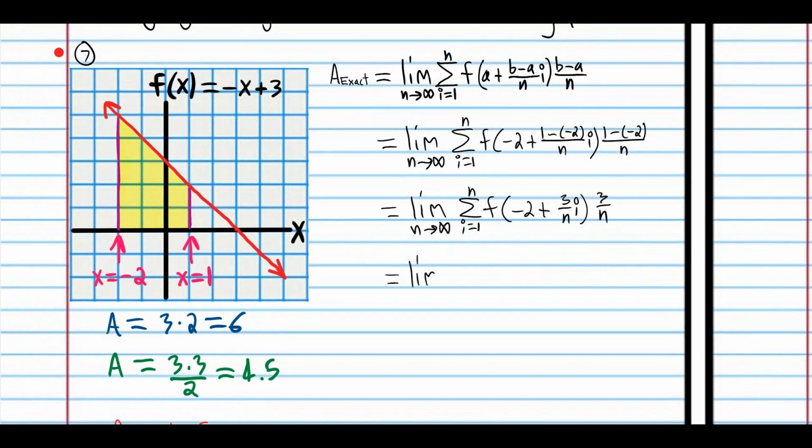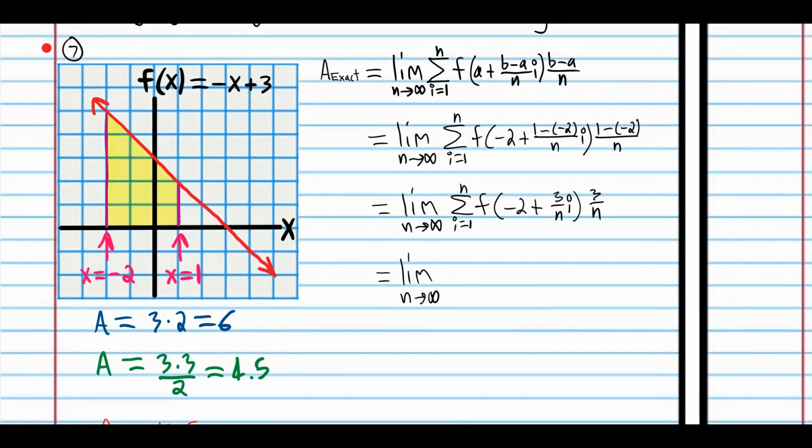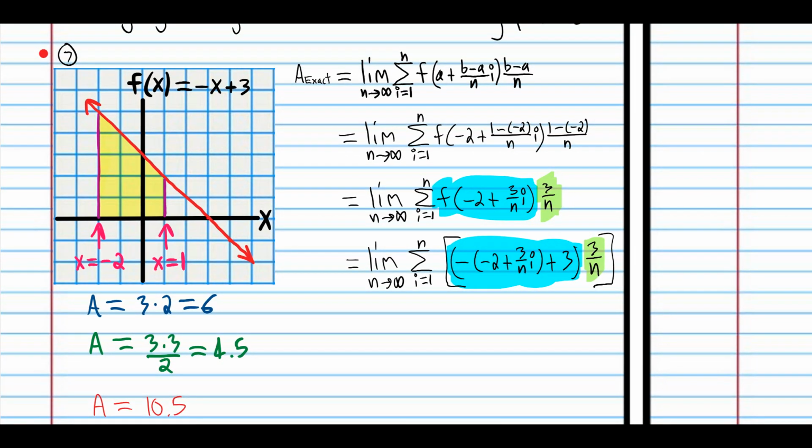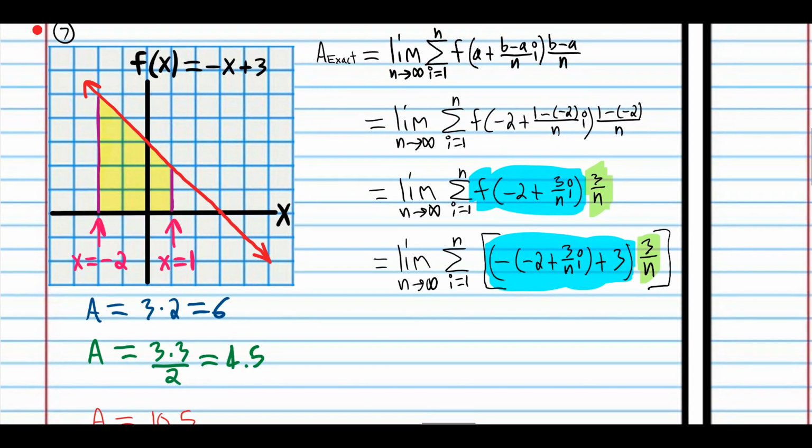Okay, but now we need to consider this function here. We're going to rewrite this down here, no difference whatsoever, except wherever you see an x, we're going to plug in -2 plus 3 over n I. Alright, so that blue expression is this up here. Okay, so look that over, make sure you agree with that.